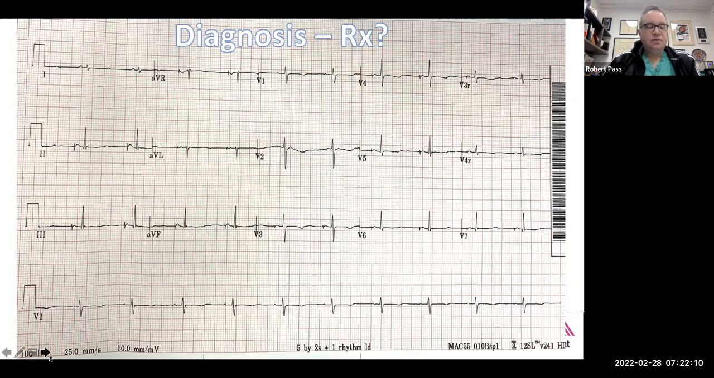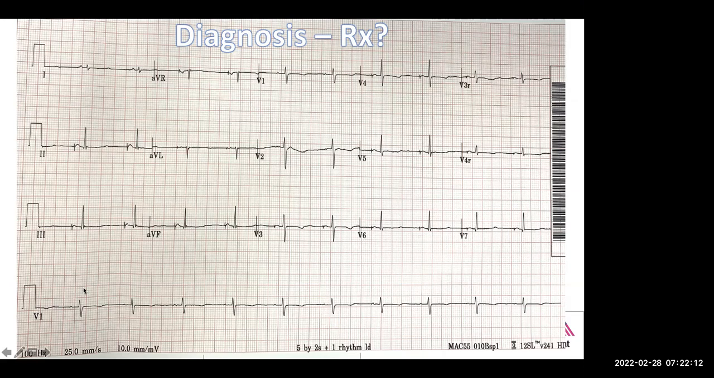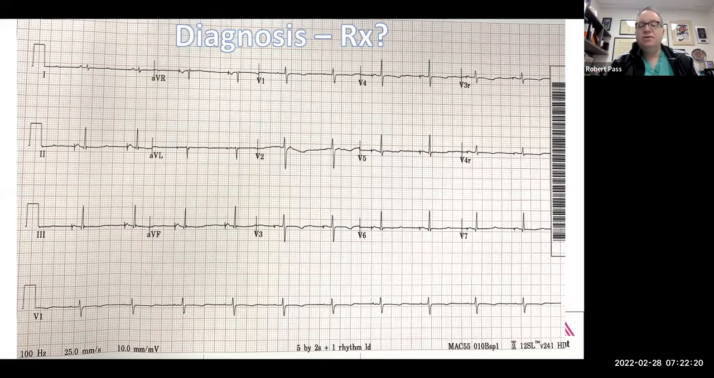So, Dr. Pass, quick question. Sure. Why do you see pacing spikes in only certain leads like 1 and V1? The reason for that is the same reason on any EKG why we sometimes see things in some leads and not in others, which is that sometimes in a particular axis, we're not able to see certain things on the electrocardiogram.